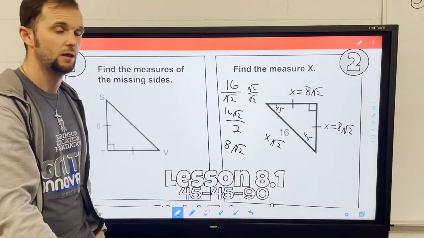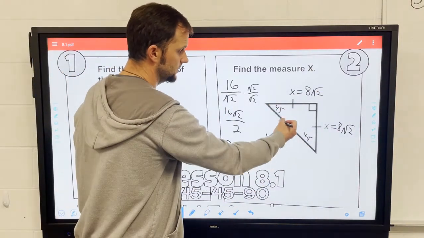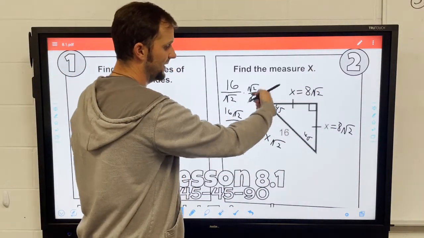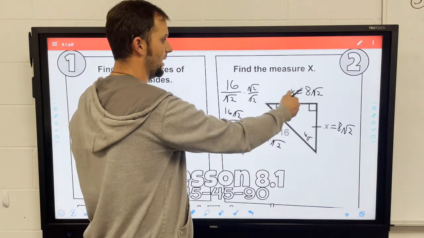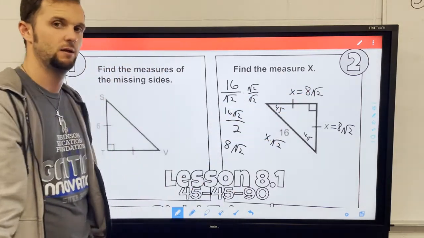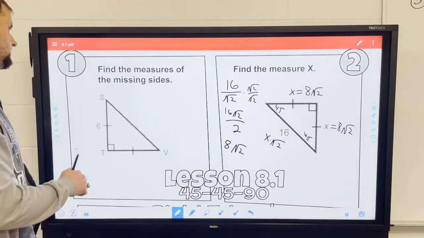Okay? So again, if you are given the hypotenuse, I know that to get from the leg to the hypotenuse, I multiply by the square root of 2. So to go back, I would divide to get back to the leg. Okay? Let's jump over to example number 3.